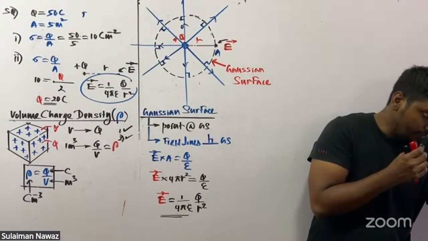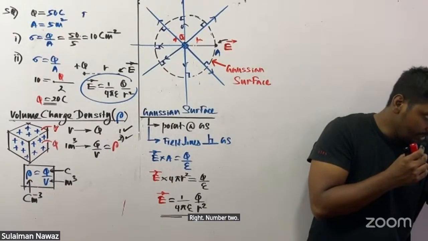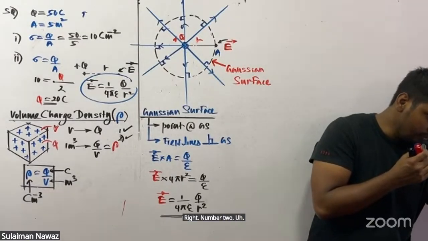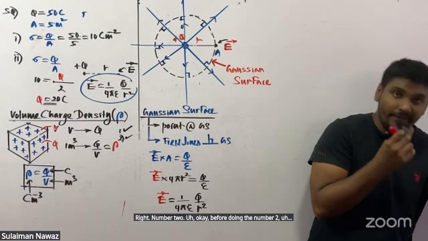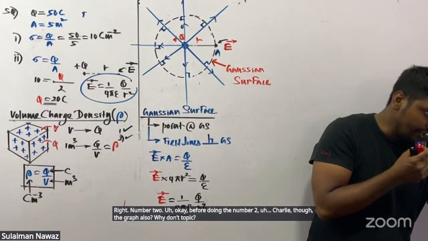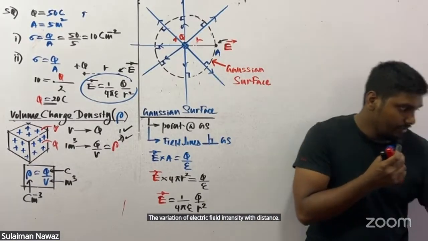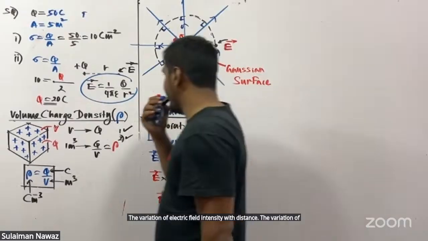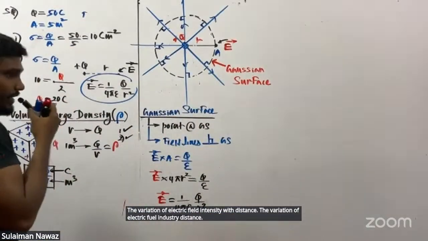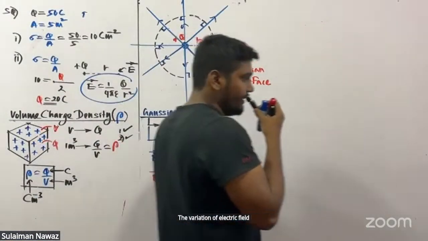Right. Number two. Okay. Before doing number two, shall we draw the graph also? Right on topic: the variation of electric field intensity with distance.